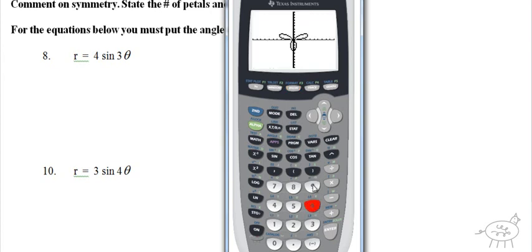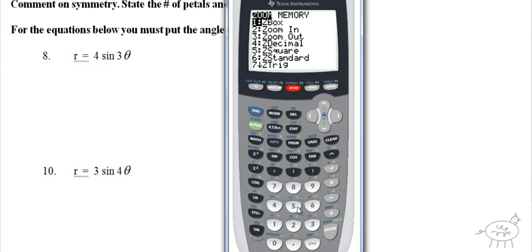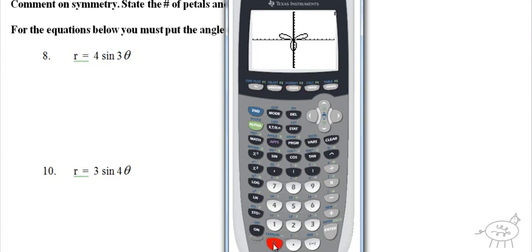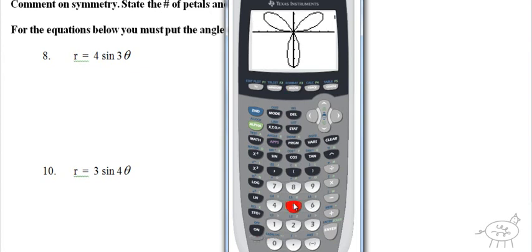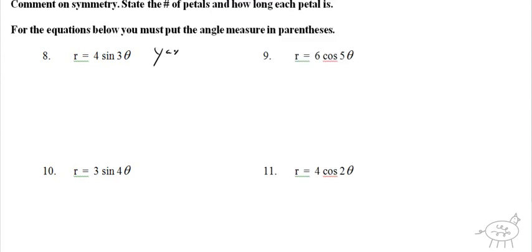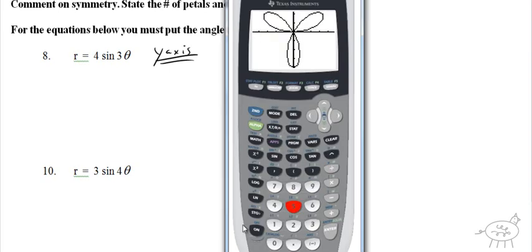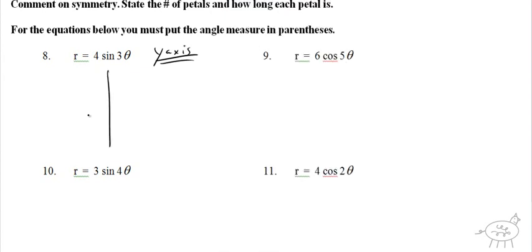Cool. All right, so let's zoom in a little bit more. Let's do zoom fit, and make it nice and square here. So zoom 5. And that's truly what the graph should look like. Notice we've got sine. What is it symmetric about? Y-axis. So it's the y-axis, which is typical because it's sine. And so this has 3 petals. If I sketch this, it looks kind of like this.